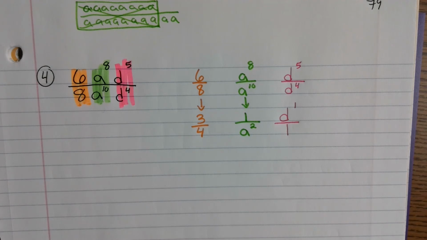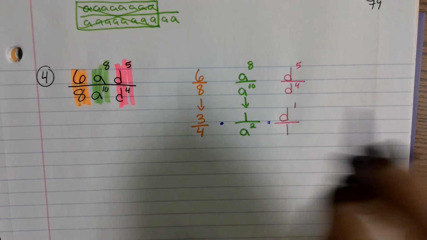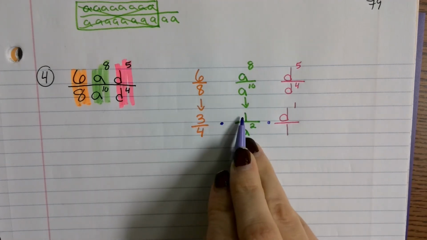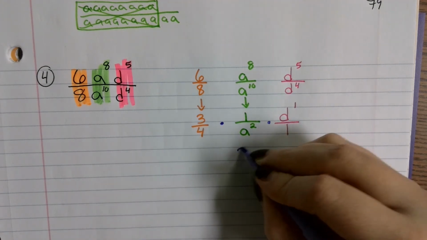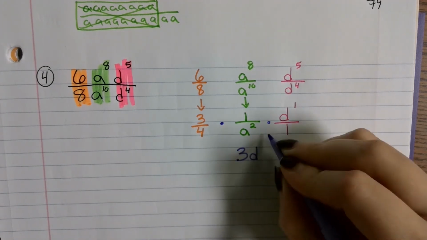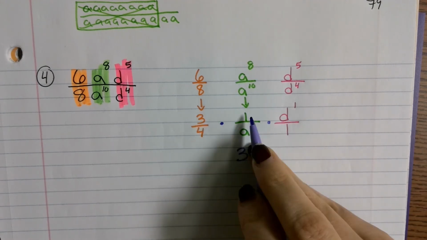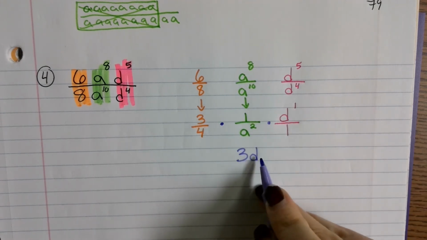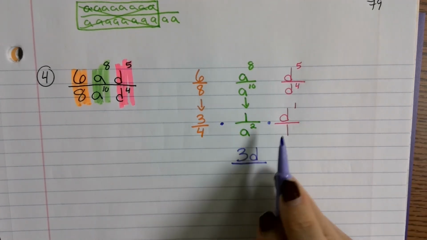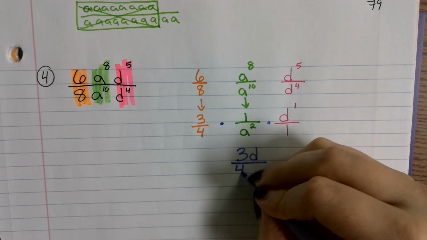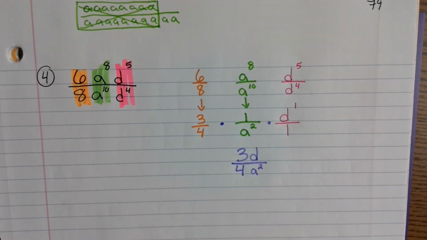Now I can start to combine this together through multiplication. What is 3 times 1? 3, and then 3 times d to the 1st is just 3d. If you want to put d to the 1st, it's perfectly fine. But all of this is just going to get pieced together. 3 times 1 times d to the 1st is 3d. Then at the bottom, you've got 4 times a to the 2nd times 1. That's just going to be 4a to the 2nd. And that's your final answer.